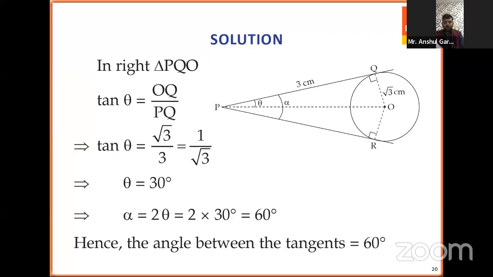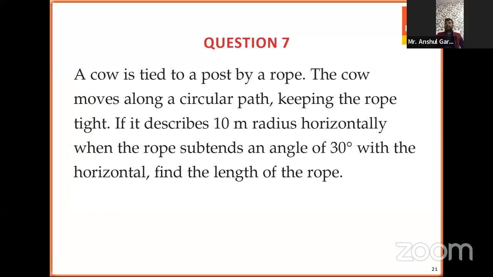Okay, simple question. Now we have 2 more questions left, and after that you can ask me any of the other doubts you can have in any question. I can repeat that. So the question is, a cow is tied to a post by a rope. There is a post, a pillar, and a cow is tied to it by a rope. So it is tied by the rope.